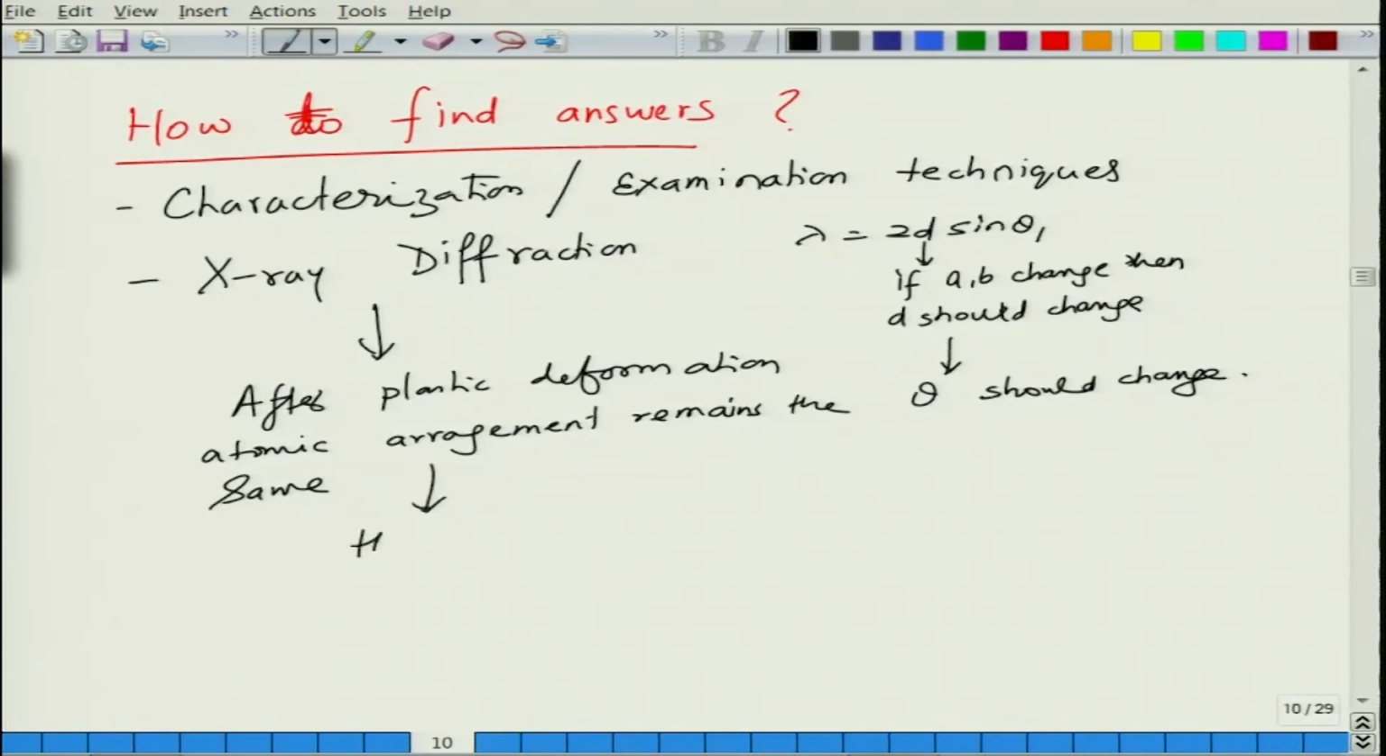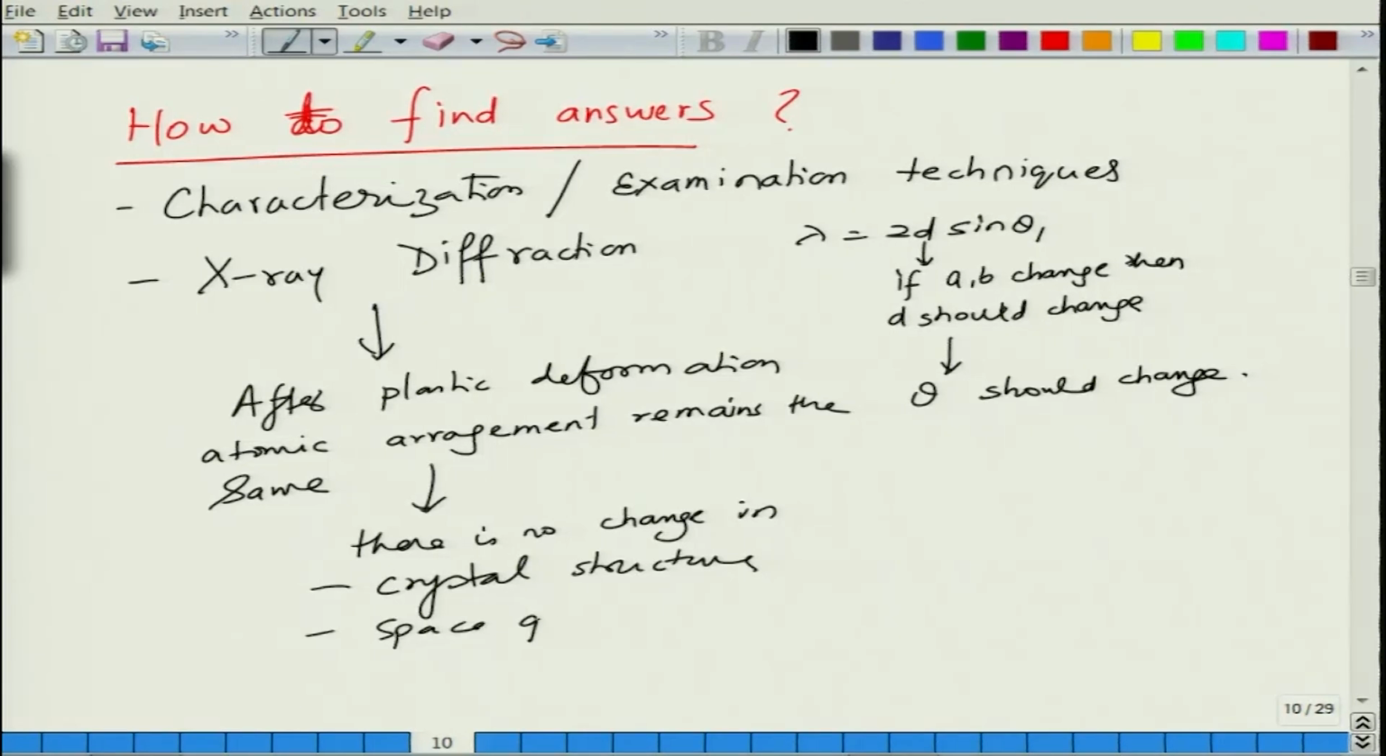There is no change in crystal structure, space group and lattice parameters. Maybe slight change, but there is no appreciable change in the lattice parameter. So, basically there is no change in the internal crystal structure, but there is a change in shape.